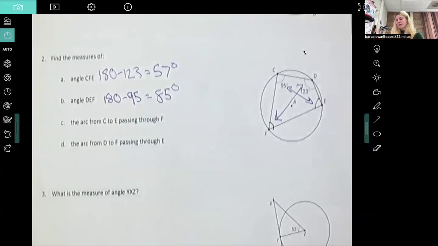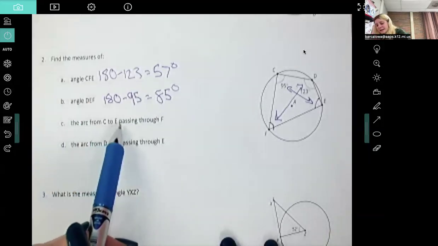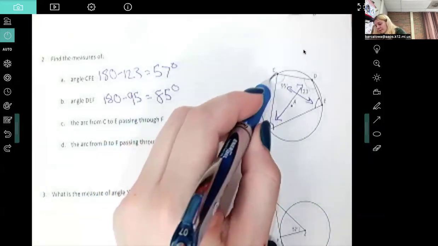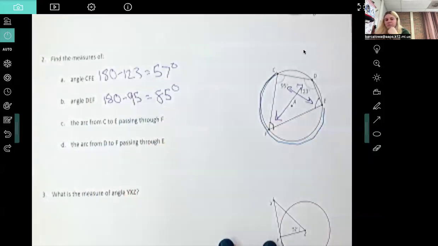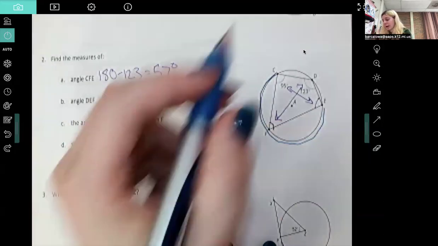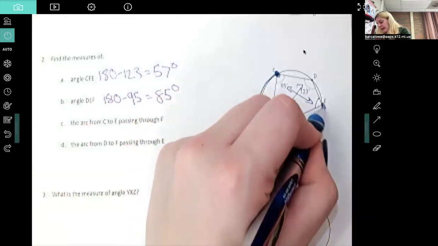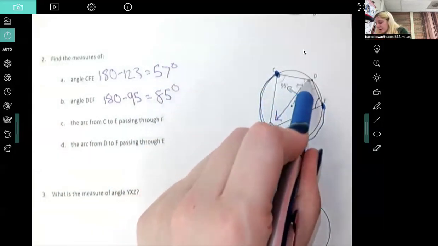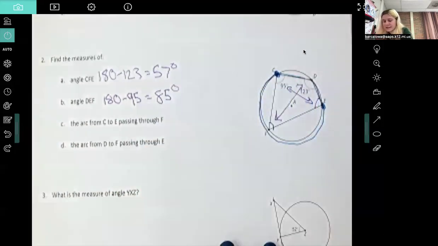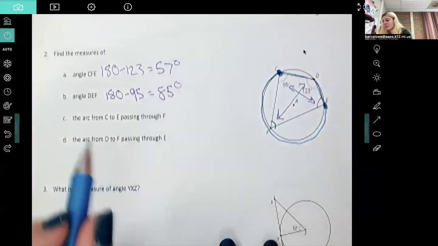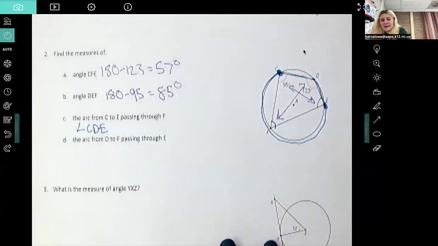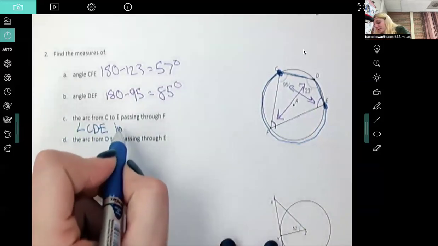Now they're asking about the arc from C to E passing through F. So C to E, but going through F. So think about this. What angle would be helpful here? Okay, I see those endpoints are C and E. Hey, I also see that this angle here has endpoints C and E. So angle CDE is an inscribed angle.